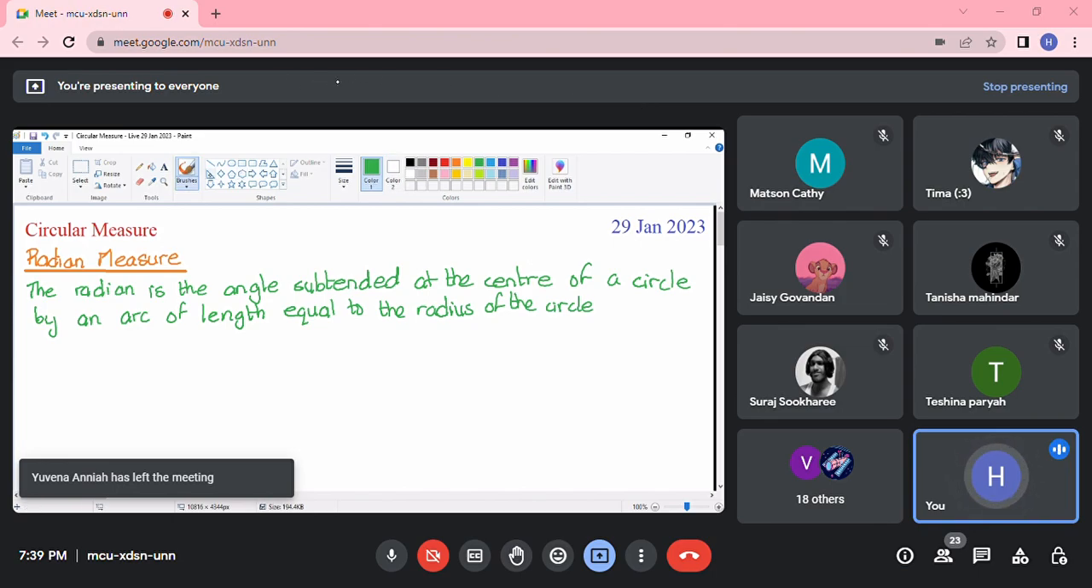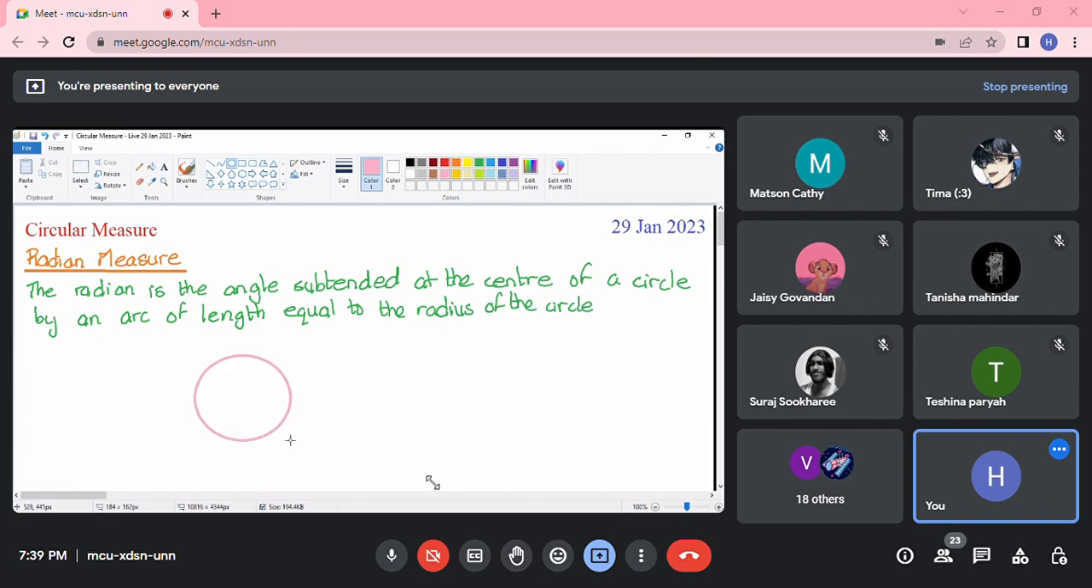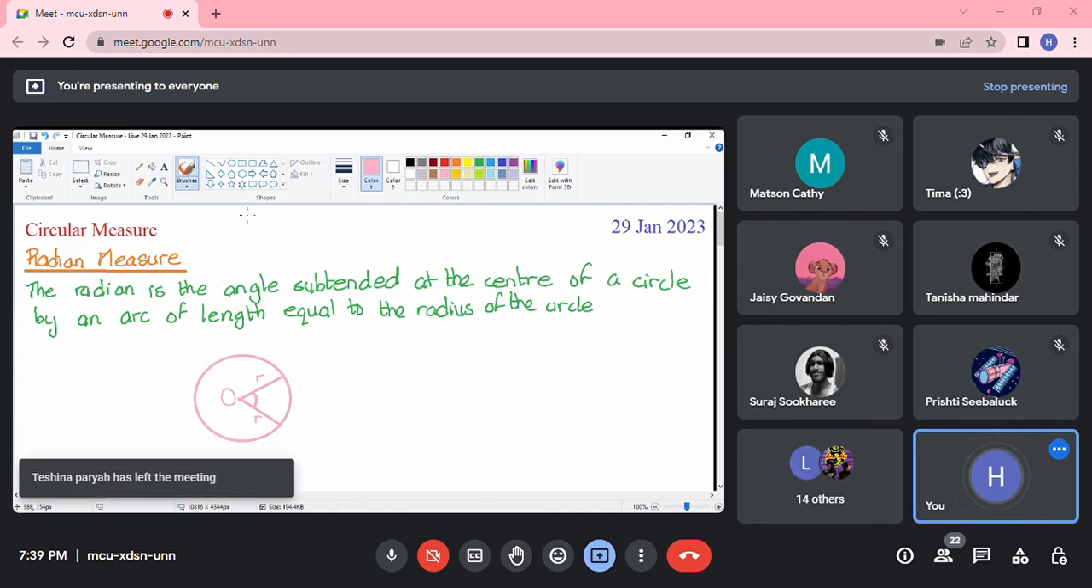Donc, si je draw un circle, it has radius R, center O, donc the radius is R, the center of the circle is O, and this is the angle. Donc we want to define the angle as the radian. Donc d'après définition, the radian is the angle subtended at the center of the circle by an arc of length equal to the radius of the circle.